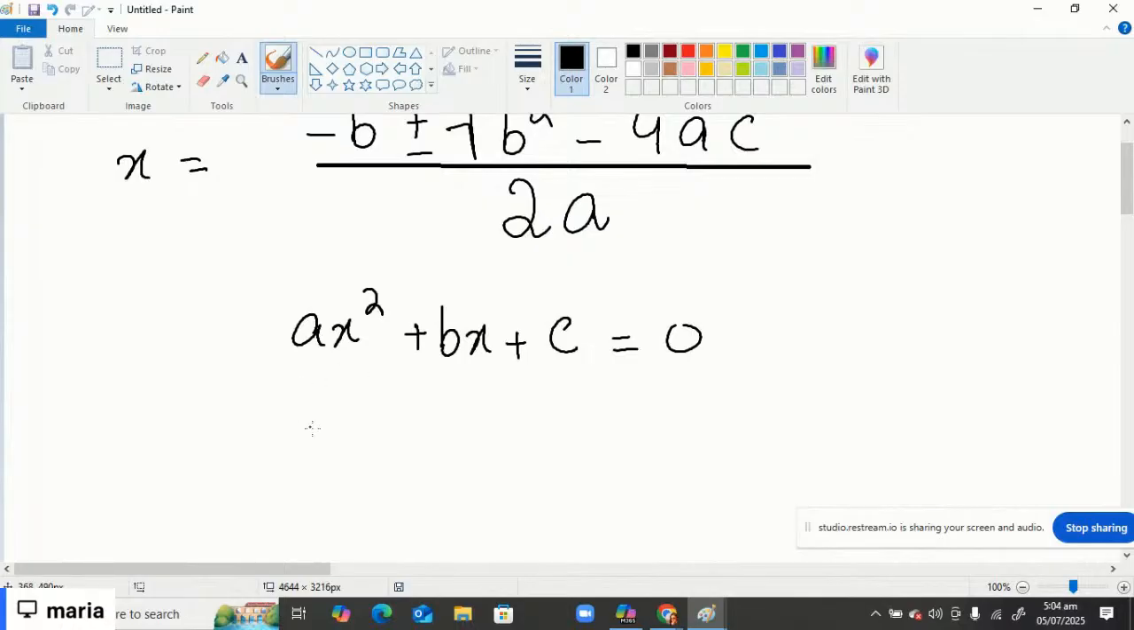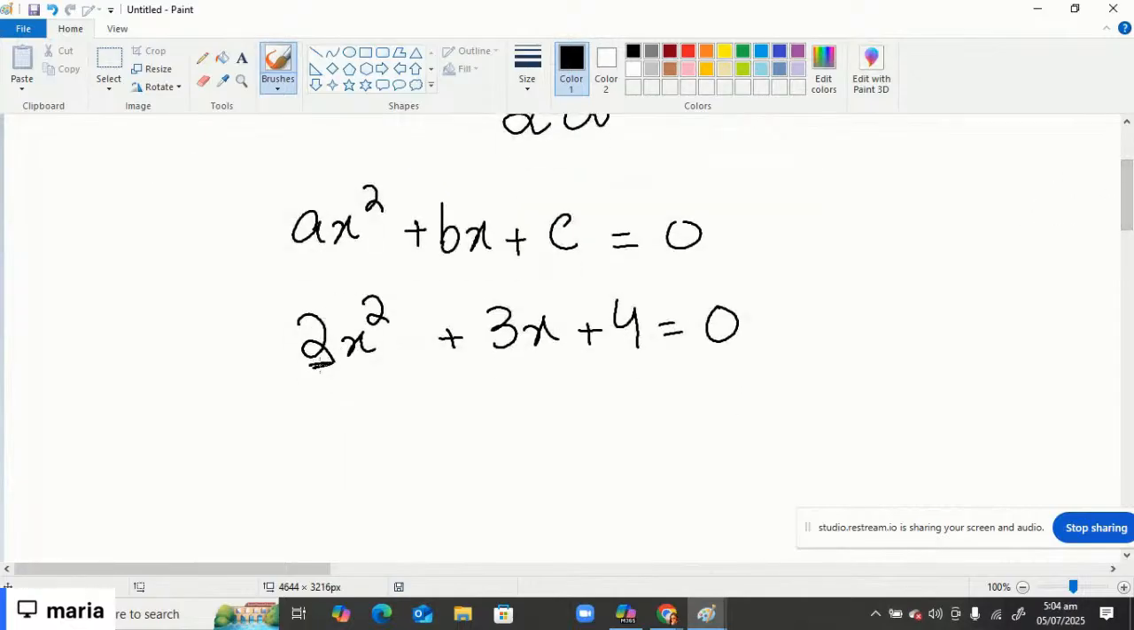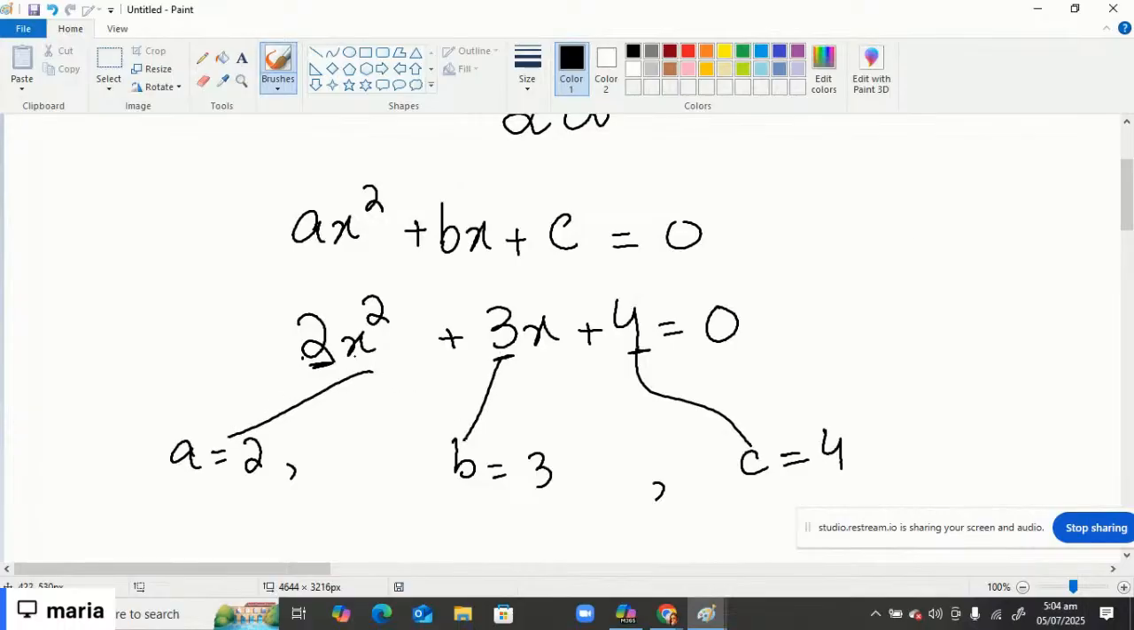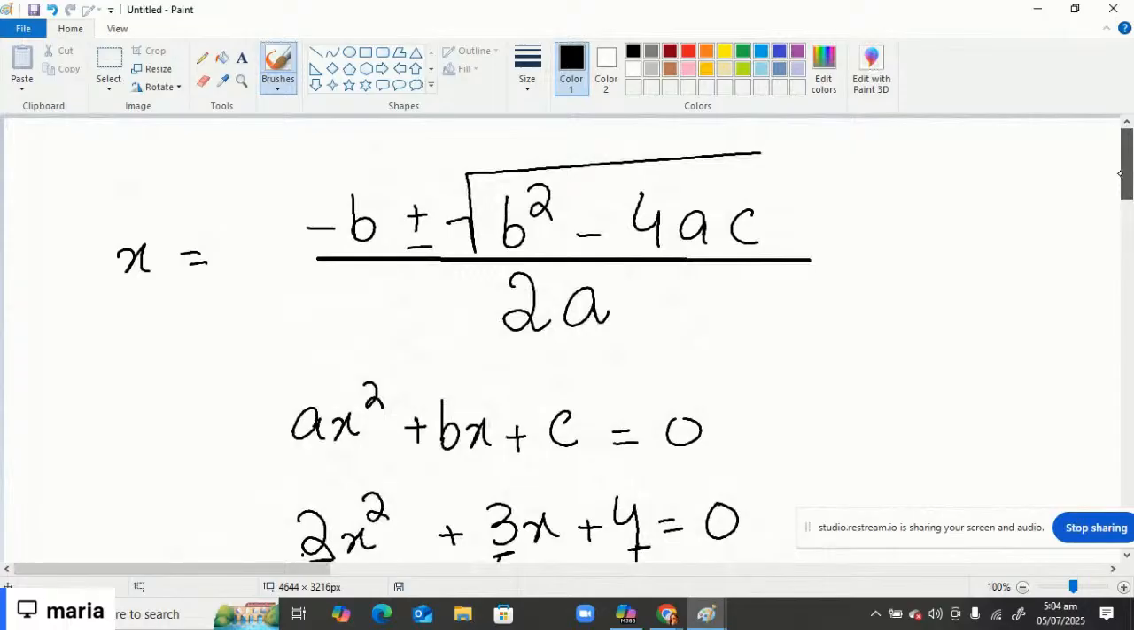Let's suppose I write some numbers here, like 2x square plus 3x plus 4 is equal to 0. Now look here. What is a here? That is 2. What is b here? That is 3. What is c here? Which is 4. Now by using these a, b and c, you just need to put them in the formula, in place of b, in place of a, in place of c, all those numbers.